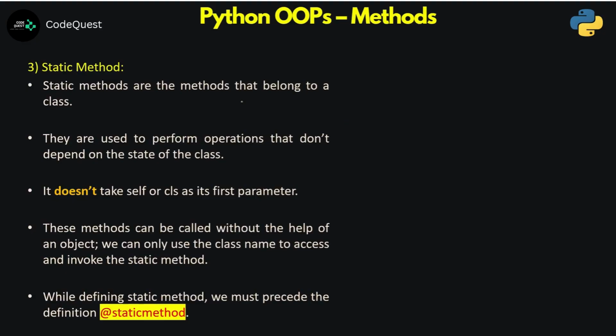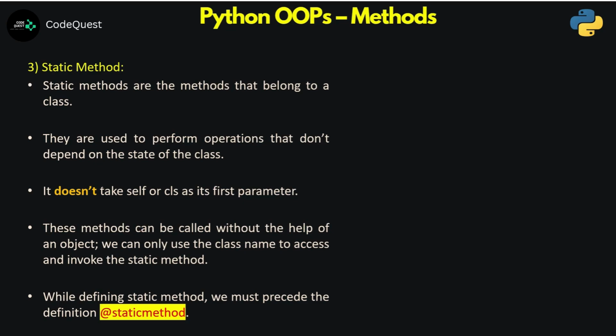The category of method is your static method. Static methods are basically methods which belong to a class. Just like your class methods belong to a class, similarly your static method also belongs to a class. And they are mostly used to perform operations that do not depend upon the state of the class.